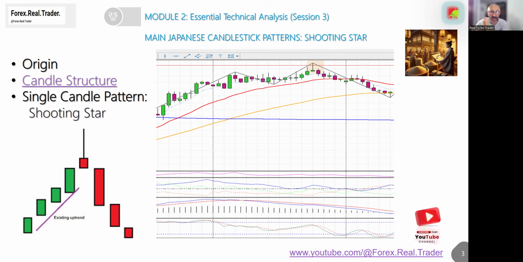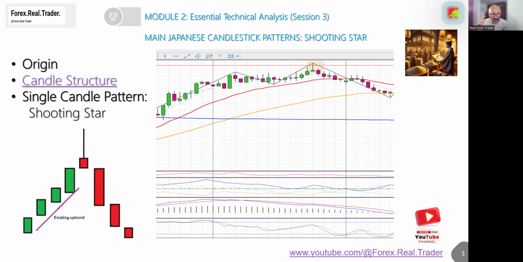Today's video is about a powerful doji pattern that we know as shooting star. So what is a shooting star? It is basically a bearish reversal candlestick pattern that typically appears at the end of an uptrend. It signals that buyers push the price higher, but sellers regain control, driving the price down by the close.